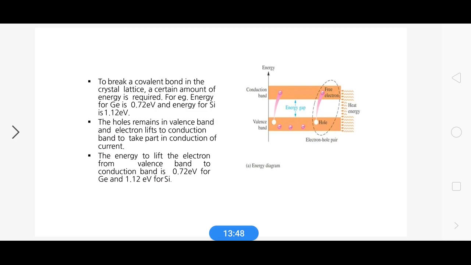The energy to lift the electron from the valence band to the conduction band is 0.72 electron volts for germanium, and it is 1.12 electron volts for silicon. So this is the energy to break the covalent bond, or we can say it is the energy to lift the electron from the valence band to the conduction band. What is the value? It is 0.72 electron volts for germanium and 1.12 electron volts for silicon.